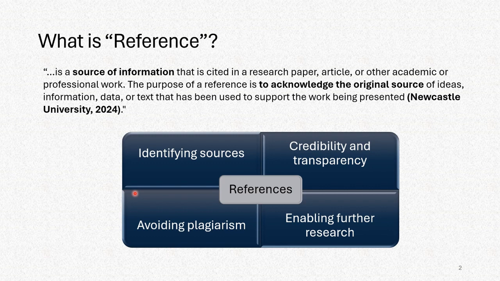Number three is to avoid plagiarism. Proper referencing helps to avoid plagiarism by clearly distinguishing the writer's own ideas and content from the sources they have consulted and used. And finally, number four is to enable further research. References allow readers to locate and access the original sources cited, facilitating further research and investigation on the topic.